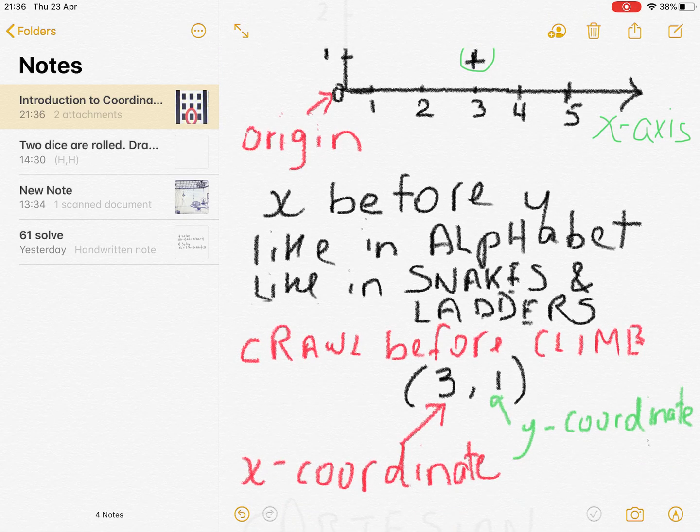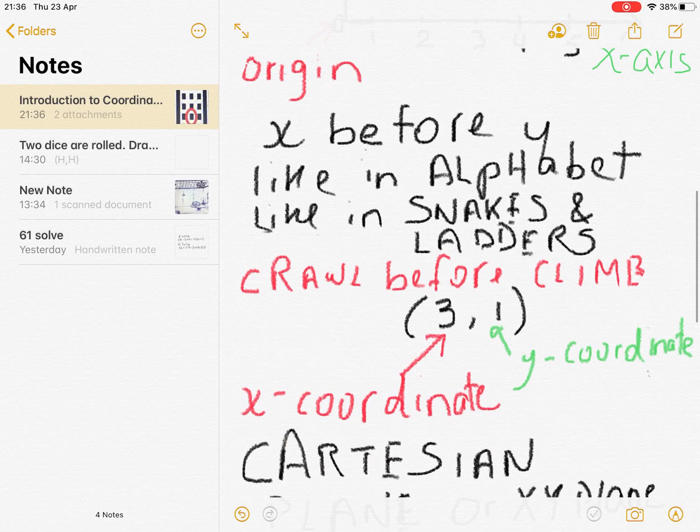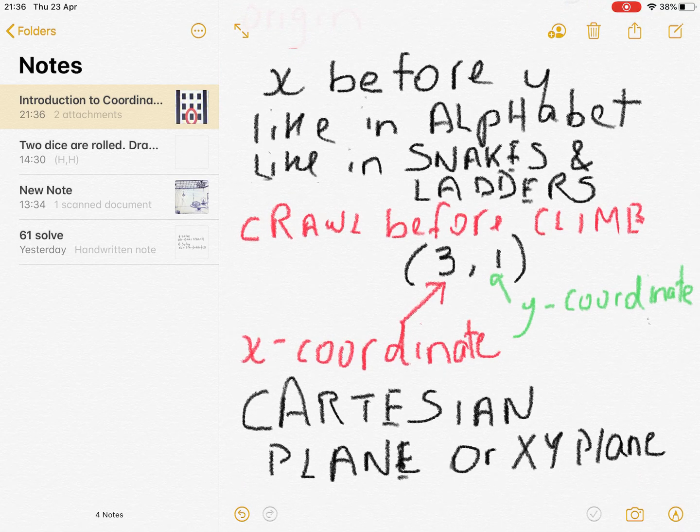Now, the first number, since we read from the x-axis in a horizontal movement, is called the x-coordinate. The second number, since we read from the vertical axis, the y-axis, is the y-coordinate. Thus, René Descartes came up with the xy plane.